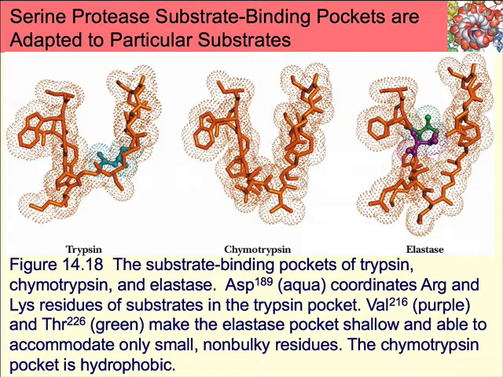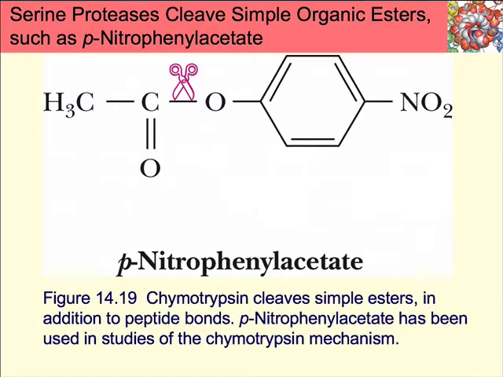This is a picture of the binding pockets of the three enzymes, and it explains the specificity of trypsin and chymotrypsin and elastase. We won't talk about this directly here, but we did actually discuss this way back in Chapter 5 when you learned that trypsin will cleave at arginine and lysine residues, whereas chymotrypsin cleaves at aromatic residues.